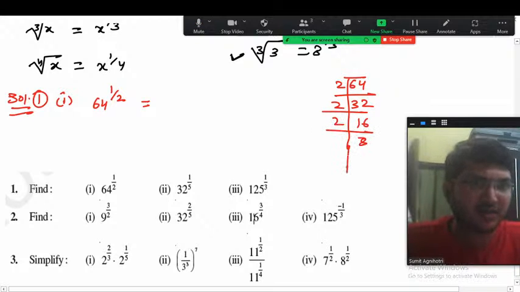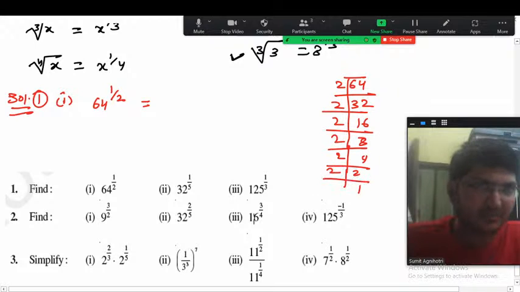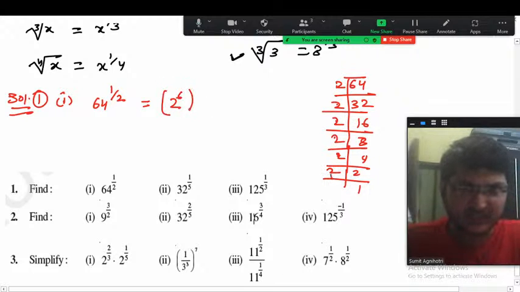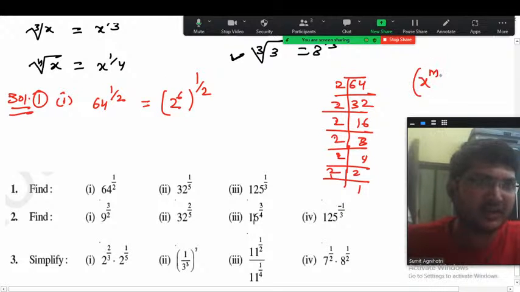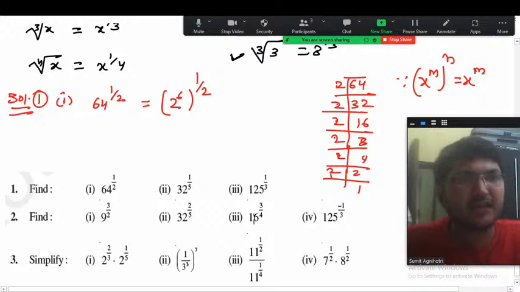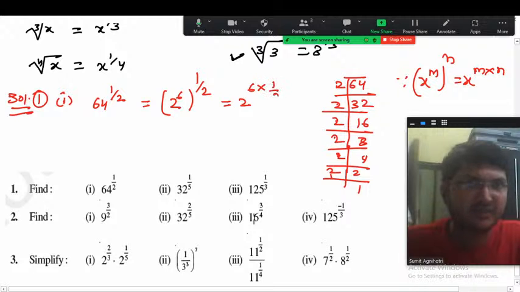What is the power of 2 you are getting here? Is it the power of 6? 1, 2, 3, 4, 5, 6. Power of 6 and then power of 1 over 2. You have studied the rule, x raised to the power m, raised to the power n, is x raised to the power m multiplied by n. Applying the same rule here, you get 2 raised to the power 6 multiplied by 1 over 2, that is 2 raised to the power 3, which is 8.